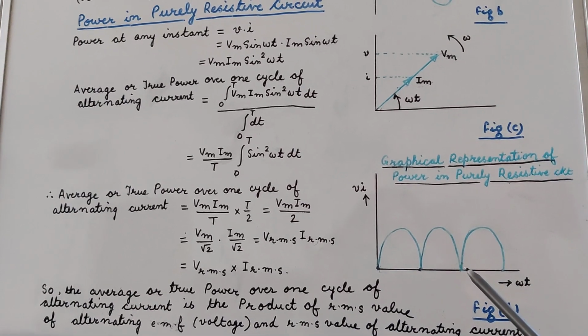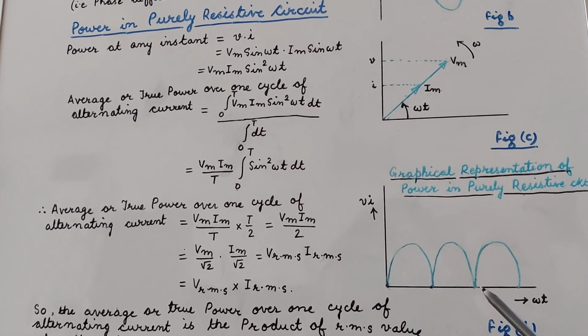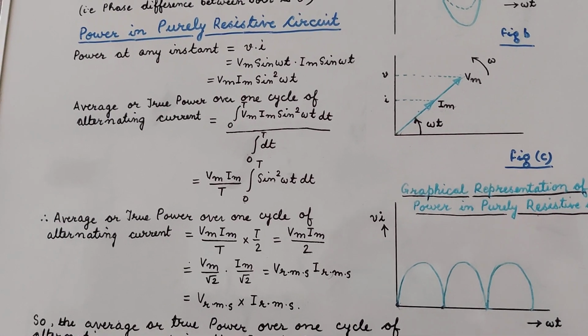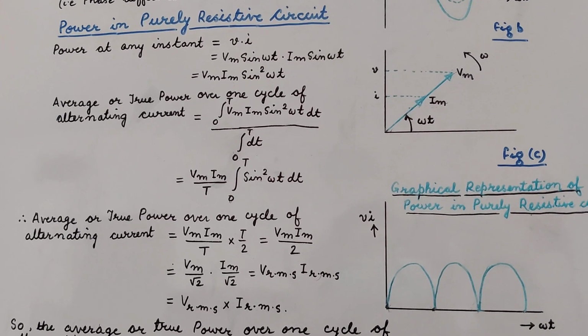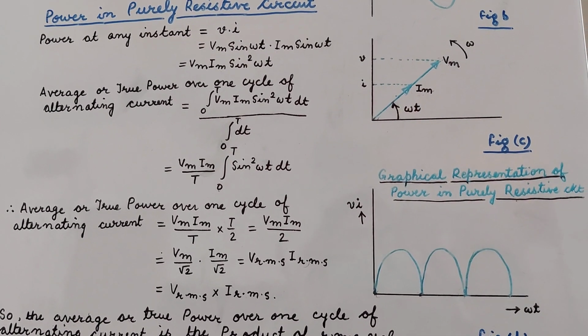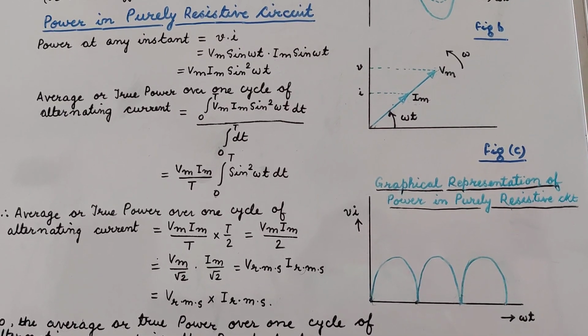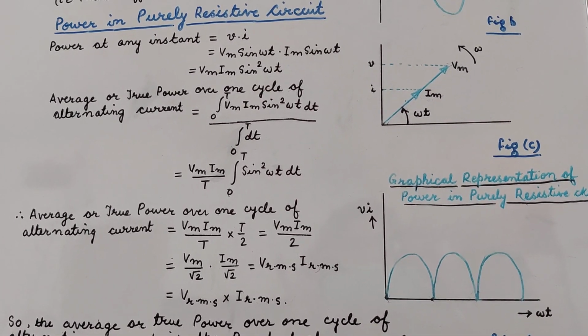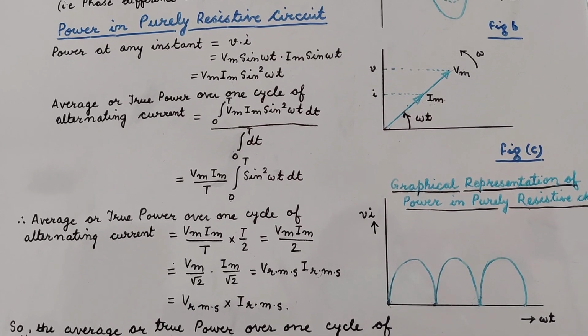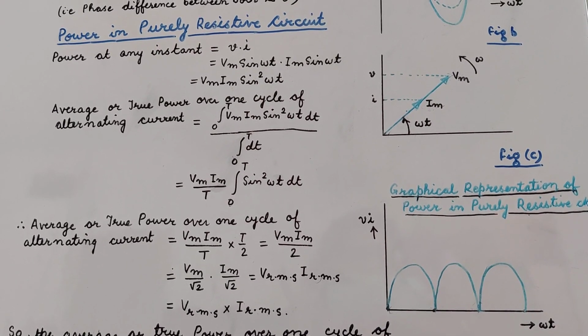So from this discussion we find that in case of a purely resistive circuit, there is no phase difference between the alternating EMF and the alternating current. That is, the phase difference between both of them is 0.